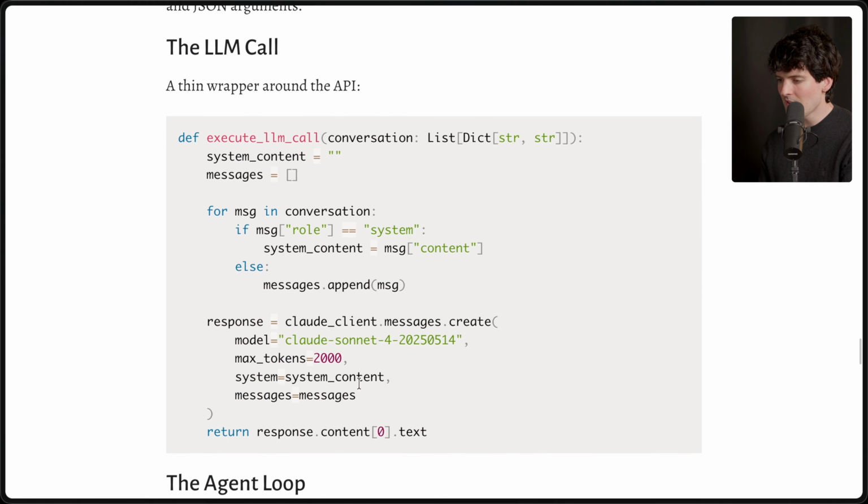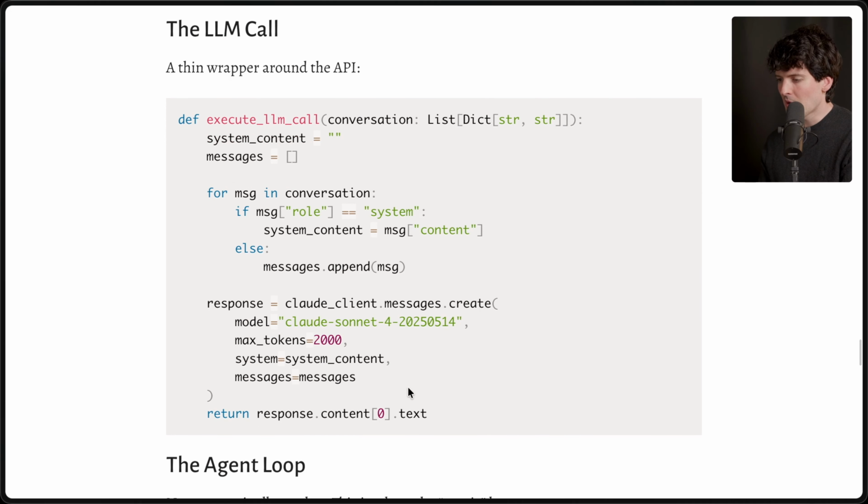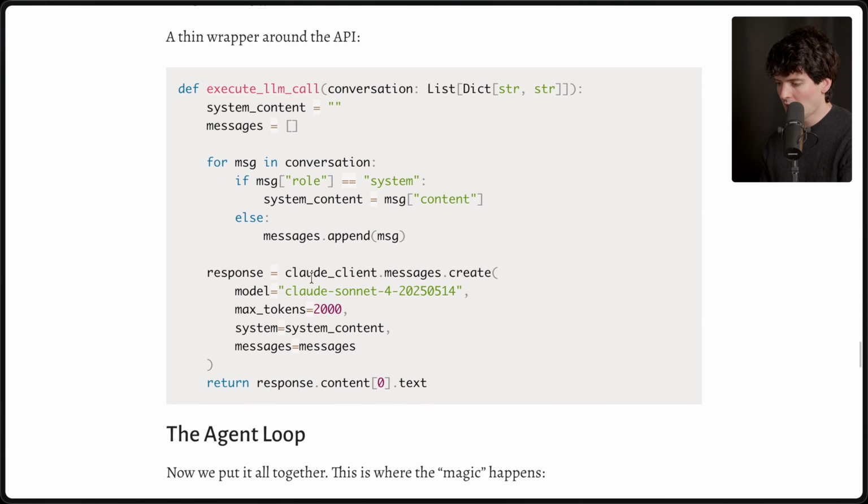And then when it's done, we have to actually make the calls. The LLM call couldn't be simpler. You have the system content, you have the messages, all the things from back and forth. If the message is the system message, we put that in the system content. Otherwise, we just append it to the messages array. And then we call Claude Client's API with the message.